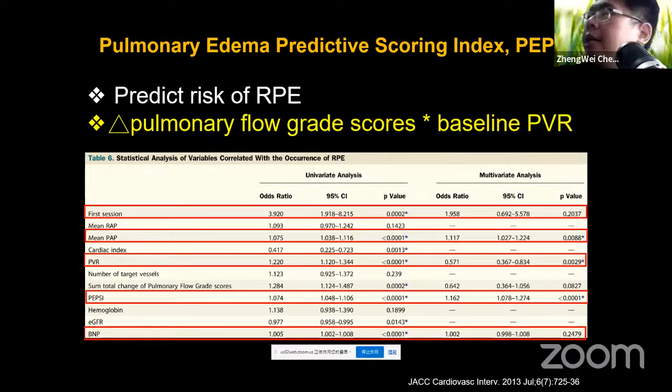The pulmonary edema predicting scoring index, named PEPC, defined by the change of the pulmonary blood flow grade score multiplied by baseline PVR, can be applied to predict the risk of reperfusion pulmonary edema. Other risk factors include first session, high mean PAP, high PVR, and BNP level.